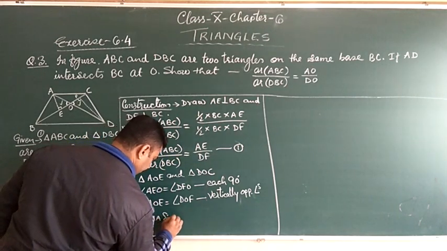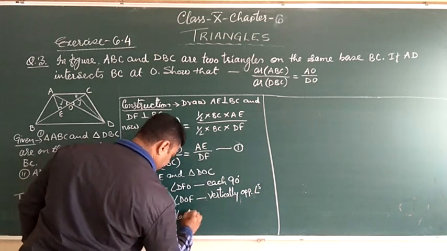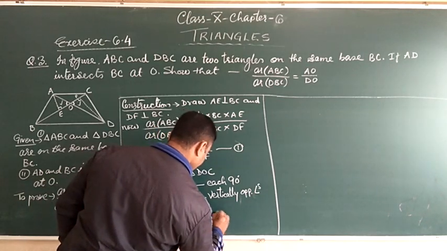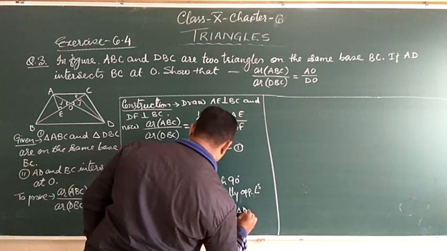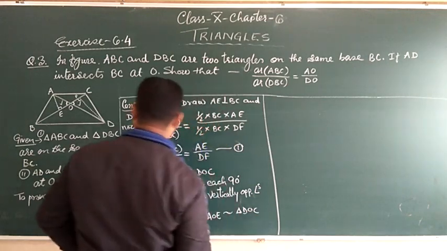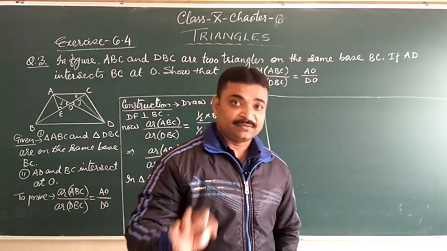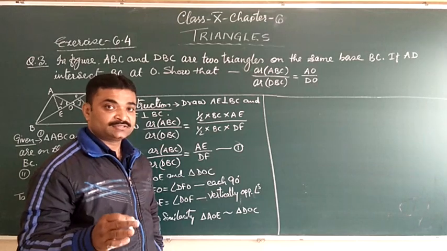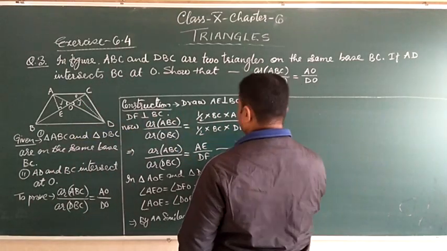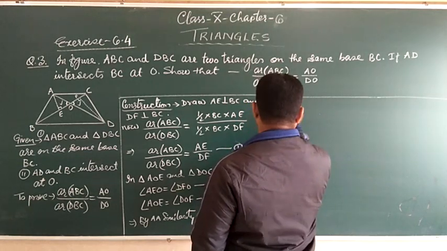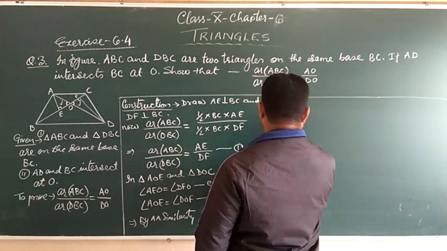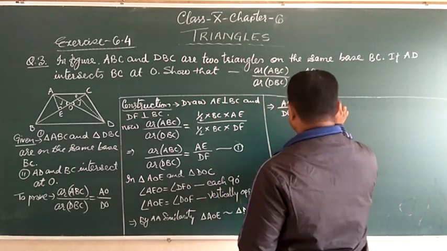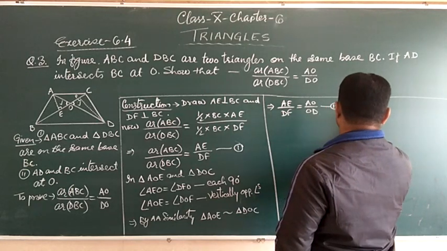This implies by AA similarity, triangle AOE is similar to triangle DOF. Clear? And if two triangles are similar, then their corresponding sides are in the same ratio. So this implies AE upon DF is equal to AO upon OD. This is equation number 2, by similarity.